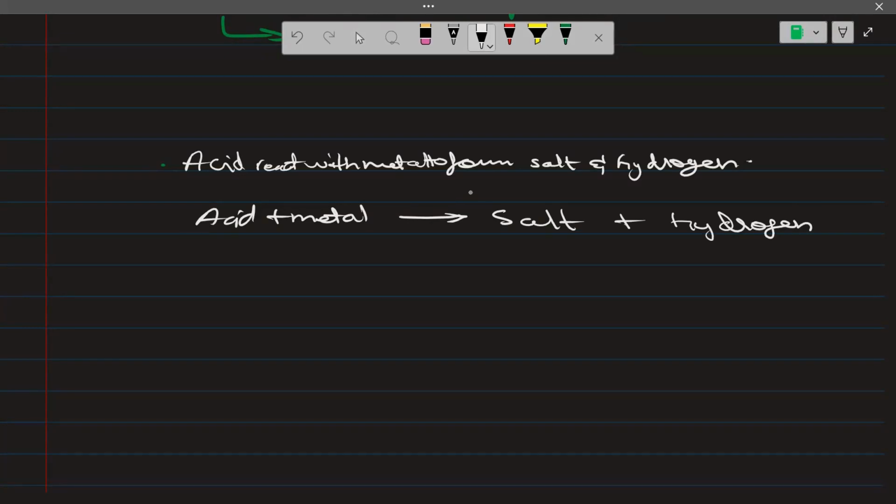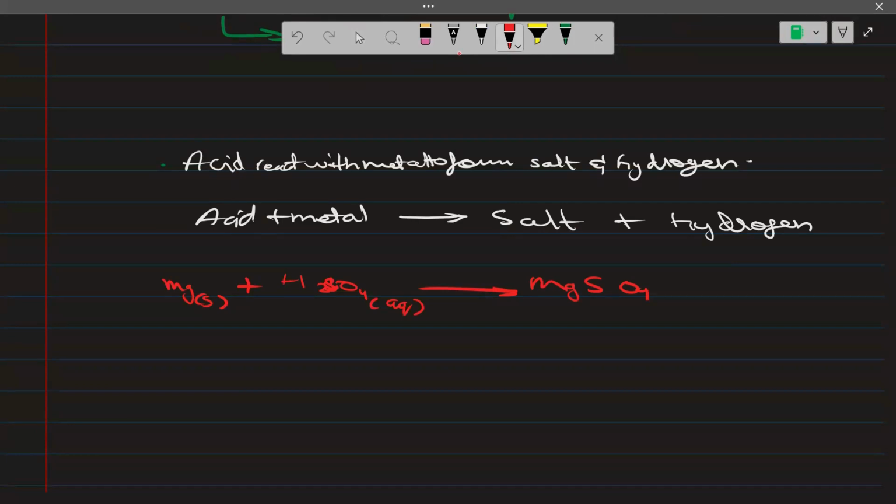Okay. So let me give you an example. When magnesium, Mg, reacts with dilute sulfuric acid. What is dilute sulfuric acid? H2SO4. Magnesium is solid. That's right. It's straight symbols. So what does it form? It forms magnesium sulfate plus hydrogen.